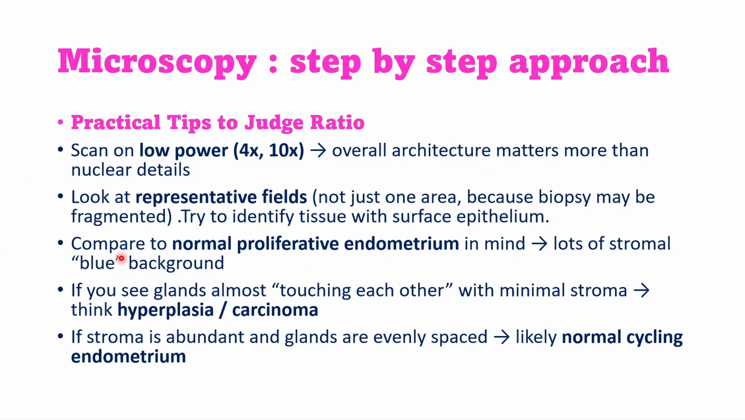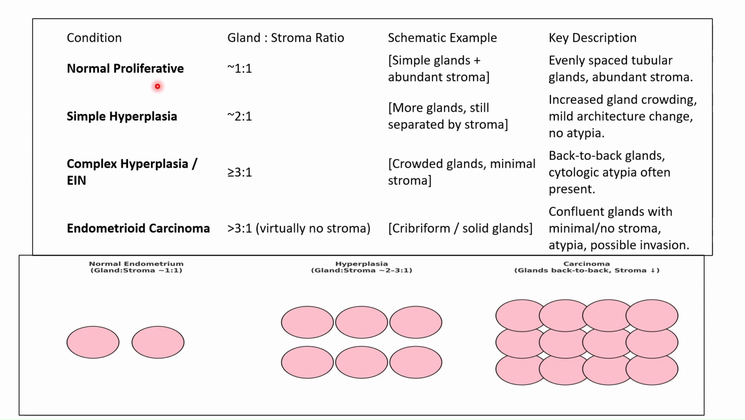Now to judge the gland to stroma ratio, compare with normal proliferative phase endometrium, with lots of stromal blue background. If you see glands almost touching each other with minimal stroma, think hyperplasia or carcinoma. If stroma is abundant and glands are evenly spaced, then it is likely a normal cycling endometrium. So gland to stroma ratio, normally, is around 1:1.